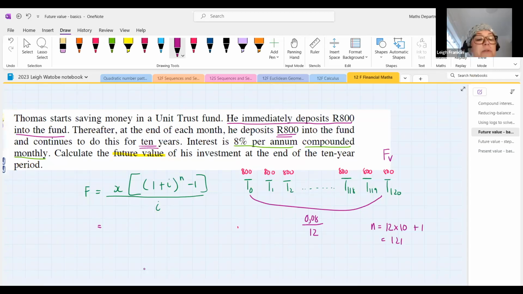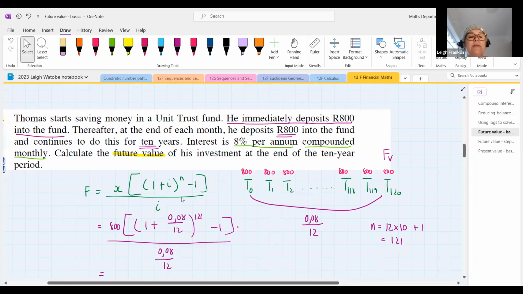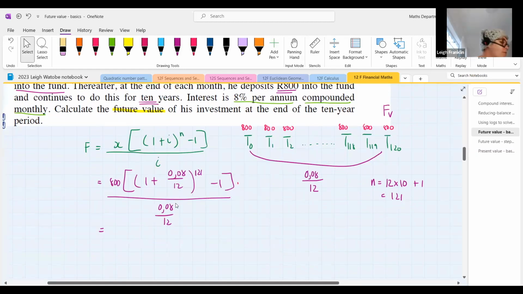Okay, so now he deposits 800 Rand. So there's 800 Rand. 1 plus 0.08 over 12 to the power of 121 minus 1. And then all of that is over 0.08 over 12. Okay, so again, just be careful. A common mistake in a situation like this is that someone would write 0.8 instead of 0.08. So just be careful about how you put it into the calculator.